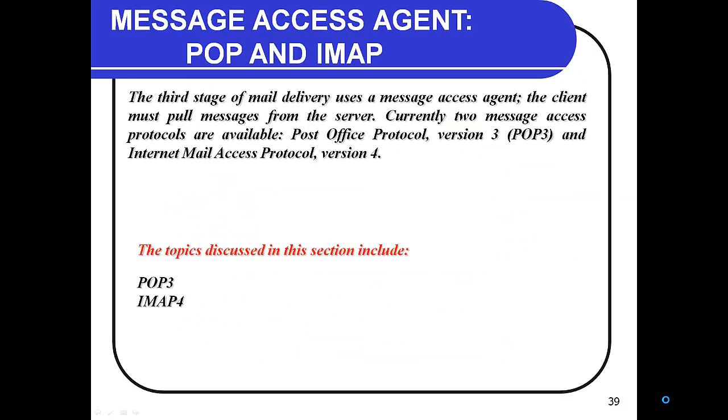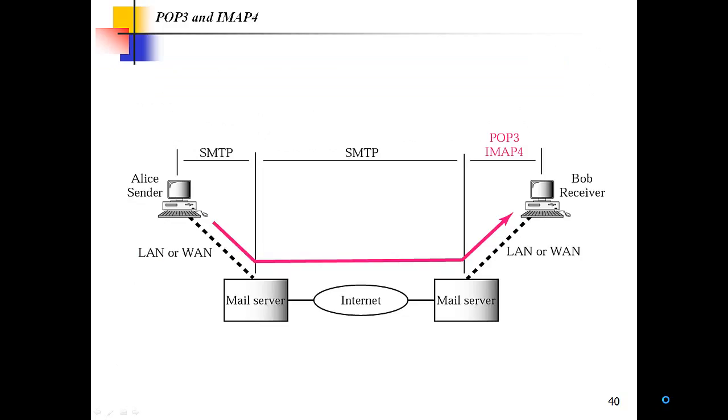So now we'll talk a little bit about POP and IMAP. The third stage of mail delivery uses a message access agent. The client must pull messages from the server. Currently, 2 message access protocols are available: Post Office Protocol version 3, or POP3, and Internet Mail Access Protocol version 4, or IMAP 4.